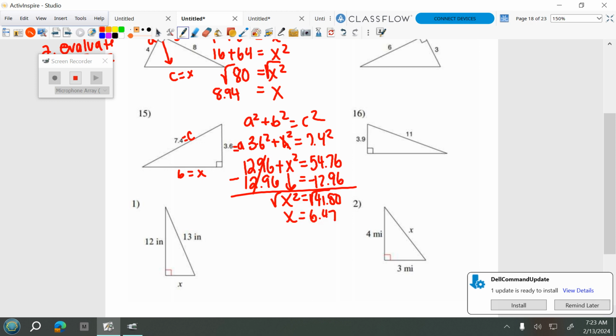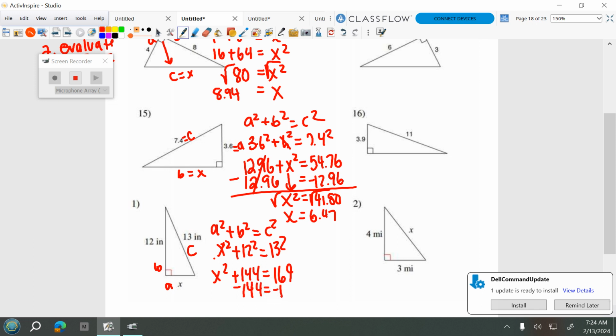Take the square root of both sides, and x equals 6.47. Now, for this one, we have a squared plus b squared equals c squared. A is x squared, b is 12 squared, c is 13 squared: x squared plus 144 equals 169. Subtract both sides by 144, and x squared equals 25. Take the radical of both sides. X equals 5 inches. Final answer. All right, pretty straightforward stuff.